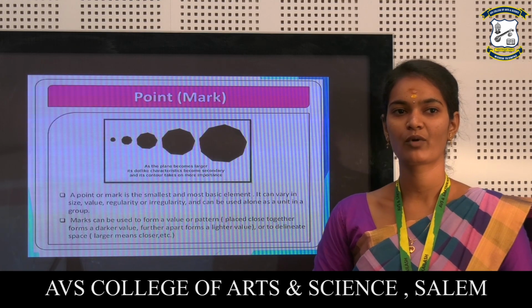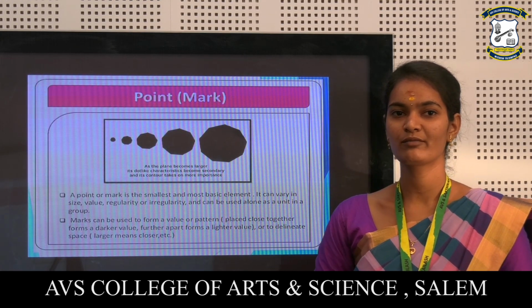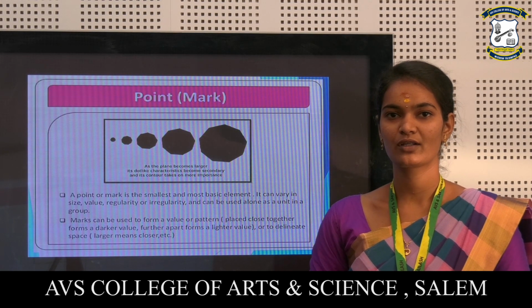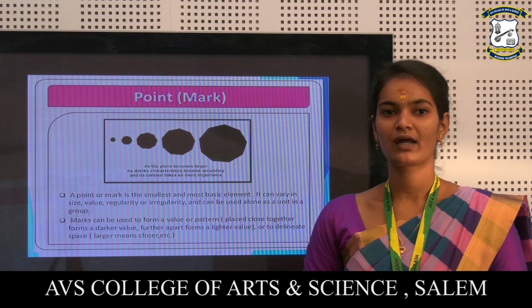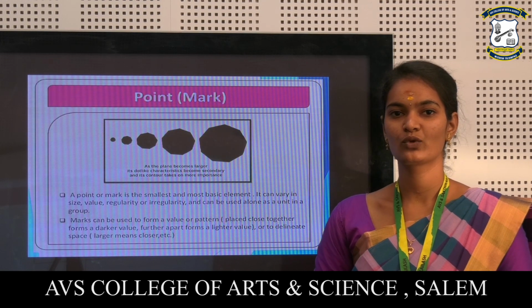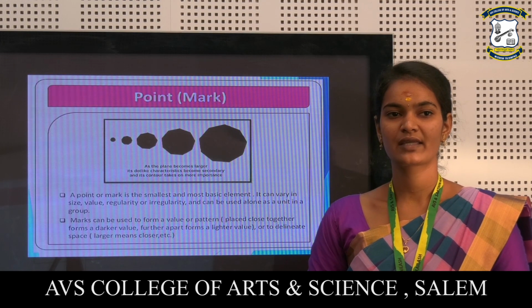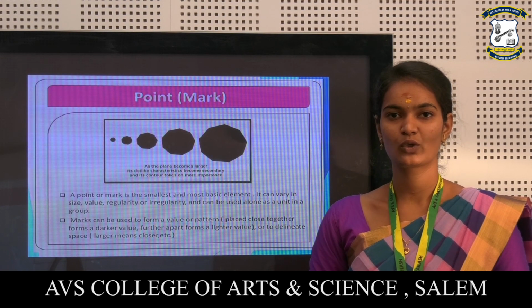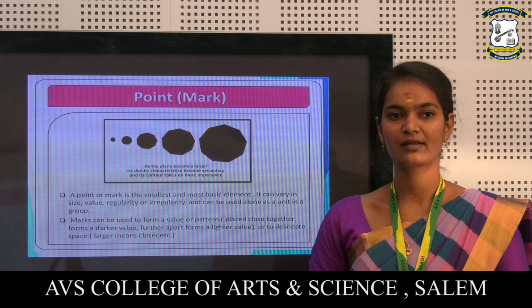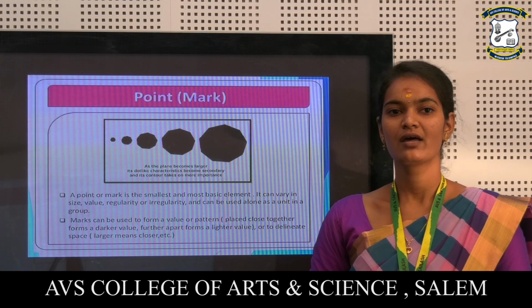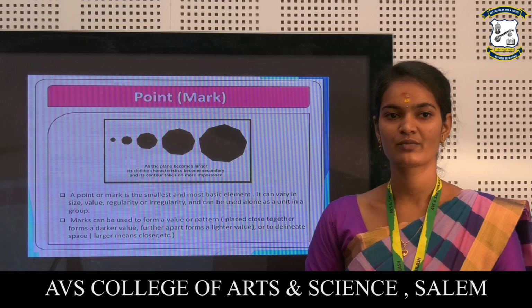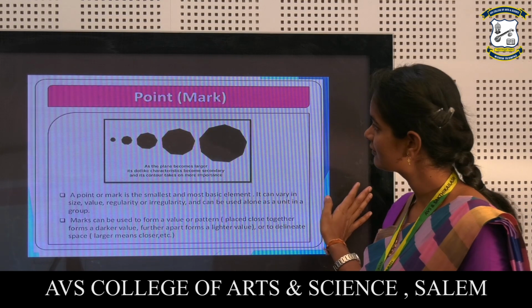Point. A point or mark is the smallest and most basic element. It can vary in size, value, regularity or irregularity, and can be used alone or as a unit in a group. Marks can be used to form a value or pattern. Placed close together they form a darker value, further apart they form a lighter value, or they delineate space.